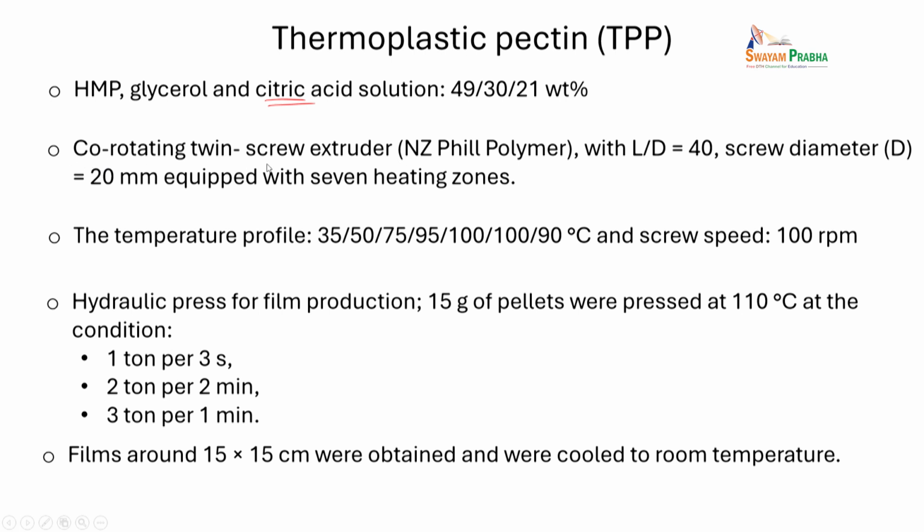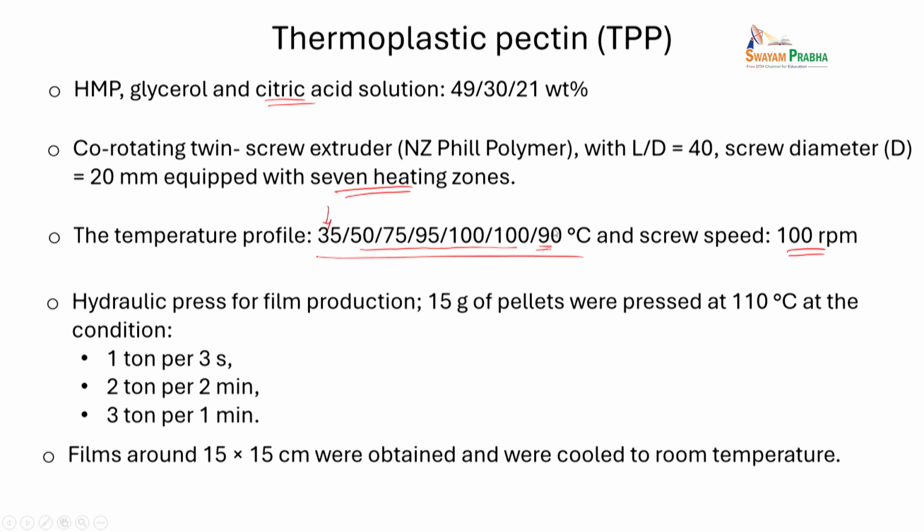They used a co-rotating twin screw extruder with a length to diameter ratio of 40 and a screw diameter of about 20 mm, with 7 heating zones. So that's a long, 40 aspect ratio twin screw extruder, and this particular composition is put in there, and the temperature profile is shown here. The feed is almost at room temperature, 33 degrees Celsius, and the temperature gradually increases up to 100, and towards the nozzle it's about 90. You can see that there are 7 different temperature settings ranging from 35 to 100 degrees Celsius, and a screw speed of about 100 RPM is set.